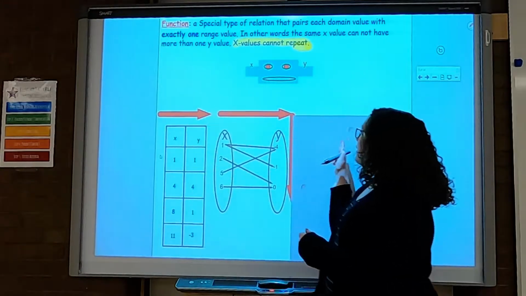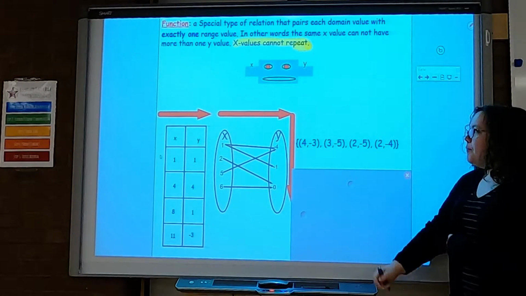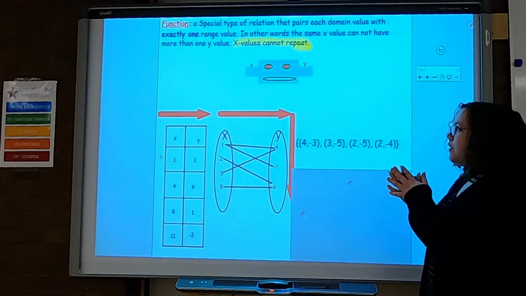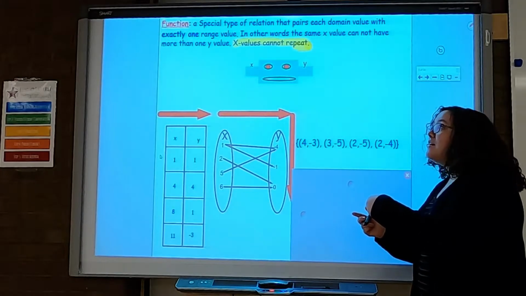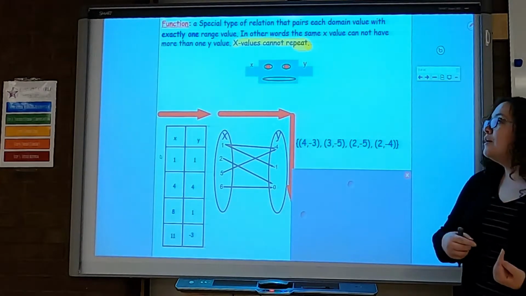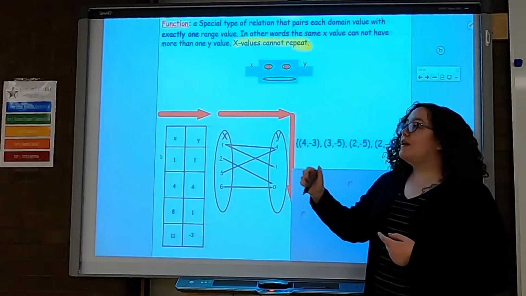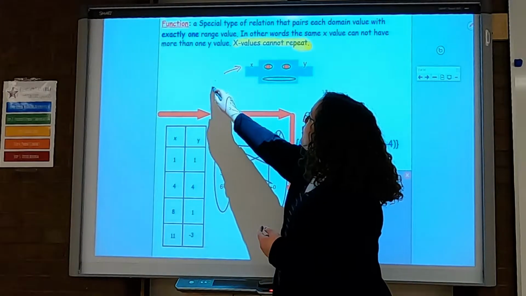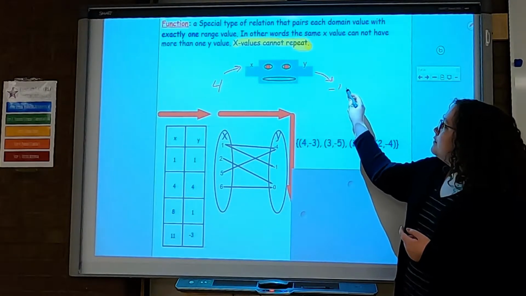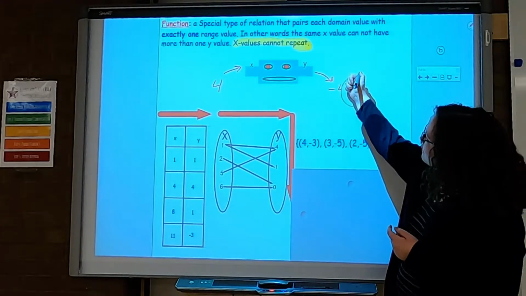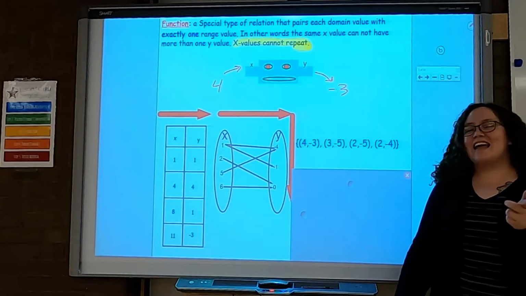All right, so let's try another one. Now we've got a bunch of ordered pairs. We've got our x values and our y values. We're still going to plug in the x values and see what y values it spits out. So first up, into this machine goes a 4. What's it spitting out here? Well, it's spitting out a negative 3.